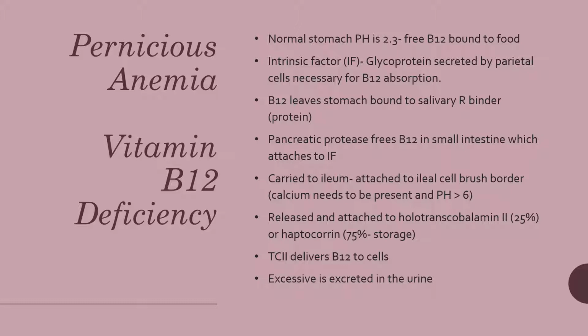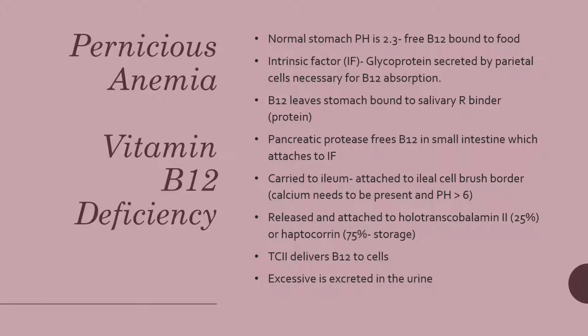But if we have someone who is taking antacids for any variety of reasons, and we know even aging tends to raise the pH of the stomach or make the stomach less acid. So all of these things can interfere with this normal first step in digesting vitamin B12. The stomach also makes intrinsic factor, and B12 will leave the stomach bound to a salivary R binder protein, and then once it enters into the small intestine, it will be freed from the salivary protein, and it will then attach to the intrinsic factor.